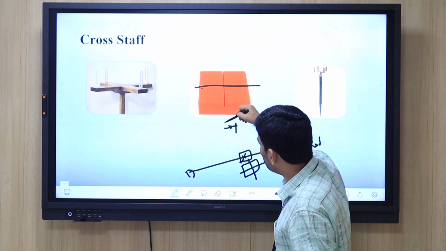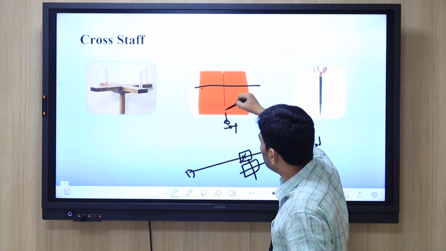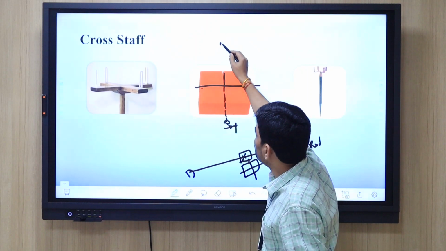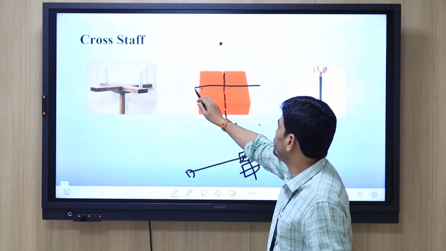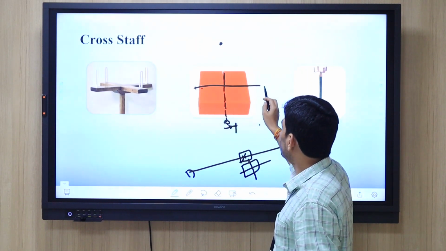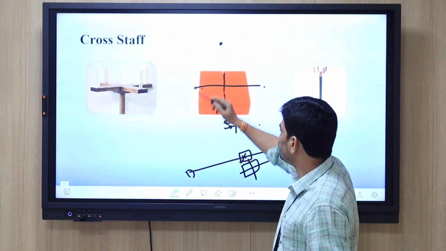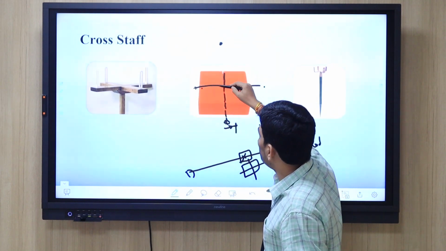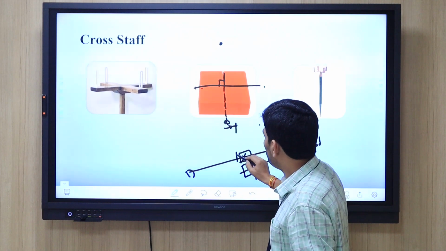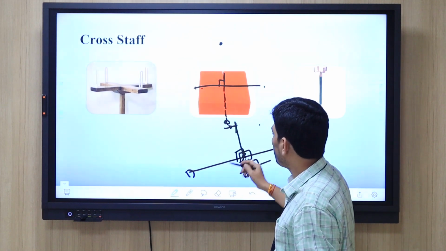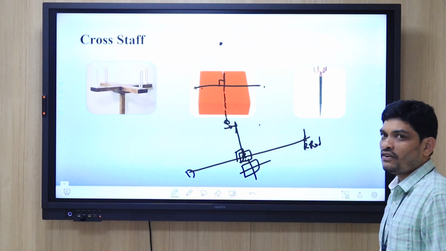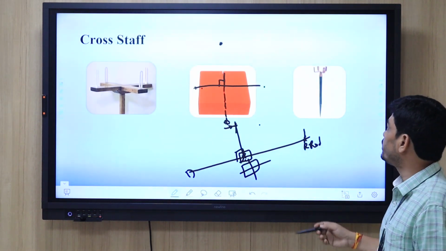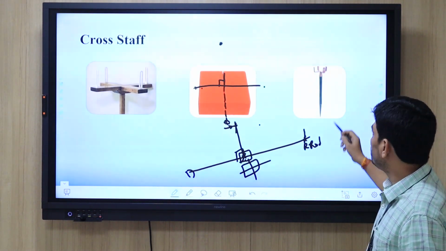Another person will watch from this side and ask him to keep it exactly. From this side, this ranging rod should be visible, and from this side, this ranging rod should be visible. So that the angle between this point and this point is 90 degrees. Then triangle formation will be easy and we can calculate the area easily. So here you can see.